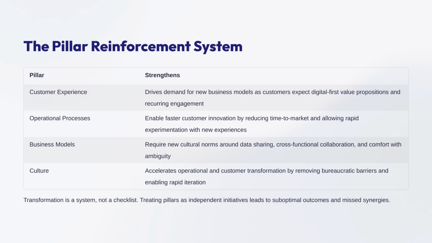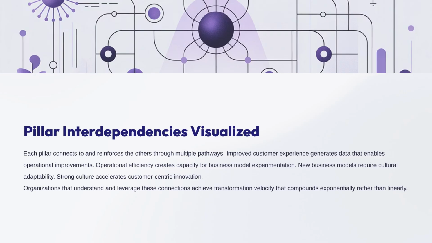Customer experience drives demand for new models. Operational efficiency enables faster innovation. New business models require new cultural norms. Culture accelerates both operations and customer transformation. Transformation is a system. This visualization shows how each pillar reinforces the others. Improved customer experience generates data for operations, which frees up capacity for business model experimentation. Strong culture accelerates innovation across the board.